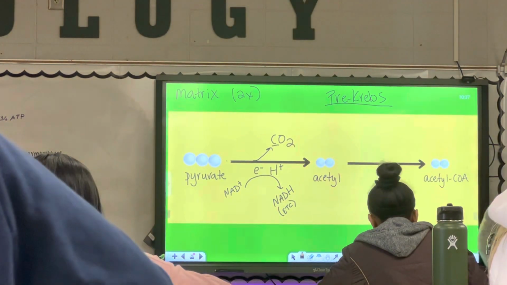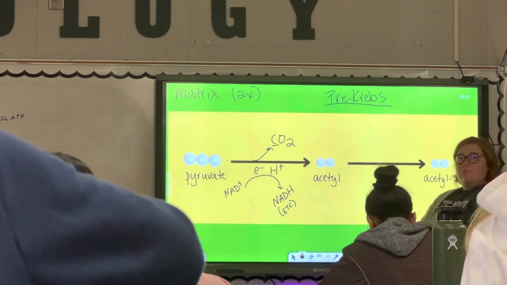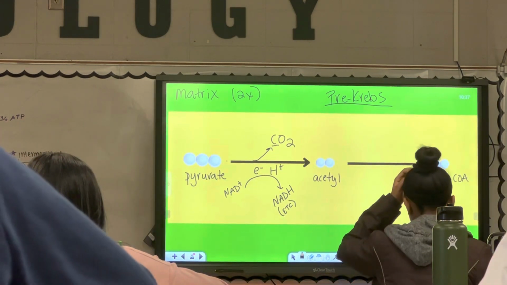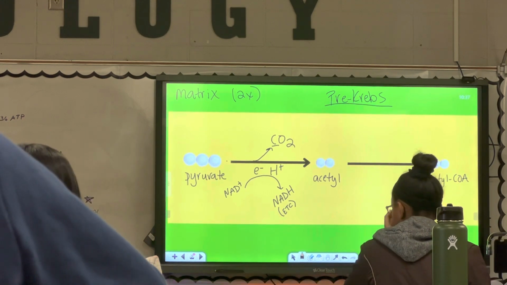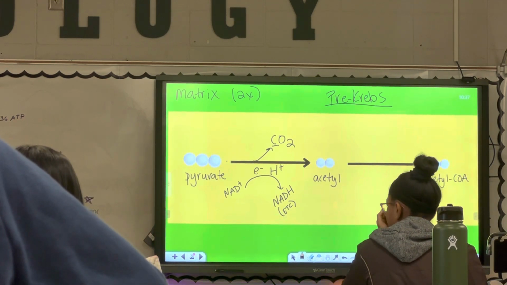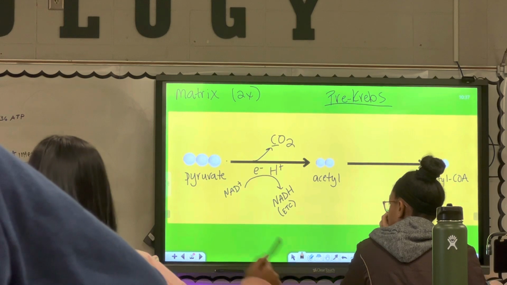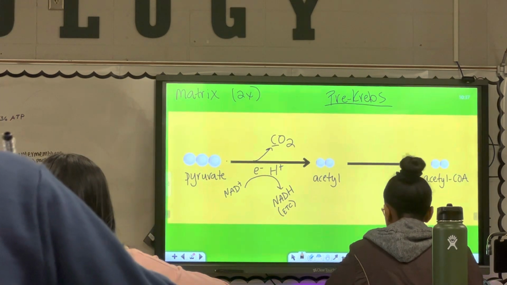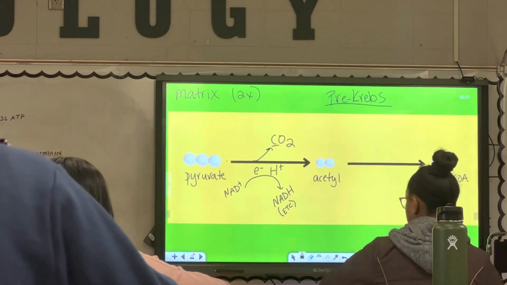Where's the CO2 gonna go? Out the membrane. Where's it gonna go? Oh, how? Out where? To the cytoplasm. How's it gonna get from the matrix across?